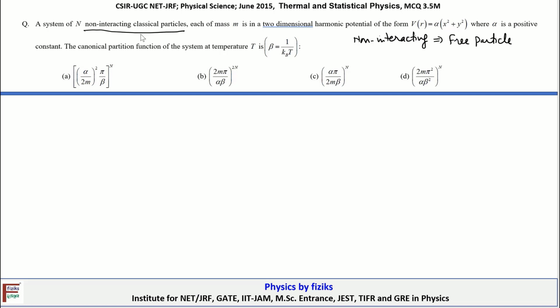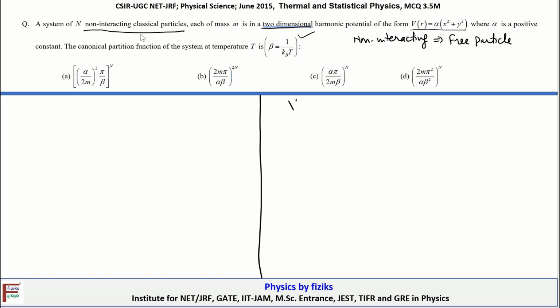Each of mass m, it is in a two-dimensional harmonic potential in the form given, where alpha is a positive constant. The canonical partition function of the system at temperature T, where T is connected with beta through this relationship. First of all, let's construct the Hamiltonian of this system, and then we can immediately write the expression for the partition function.